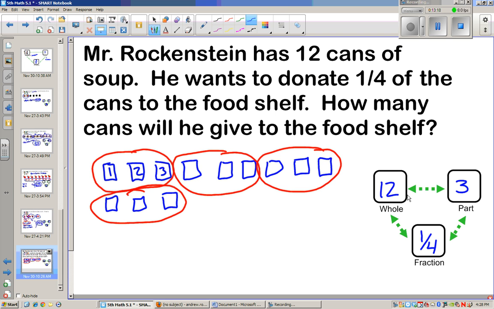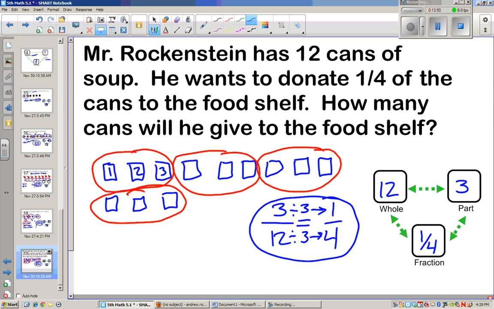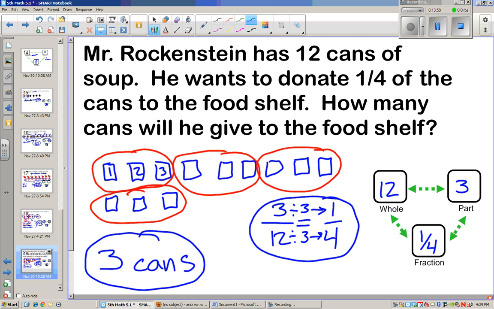Now to check, I'm going to take this fraction that I can make out of the part and the whole. 12, the denominator, that's the whole. The part is 3/12. And see if that equals 1/4. Well, how do I turn 3 into 1 using division? I can just take 3 divided by 3, and that does equal 1. Now does 12 divided by 3, because whatever I do to the top, I have to do to the bottom, equal 4? 12 divided by 3 does equal 4, so these are equal. So the answer to my question is 3 cans. That's how much I'm going to donate to the food shelf.